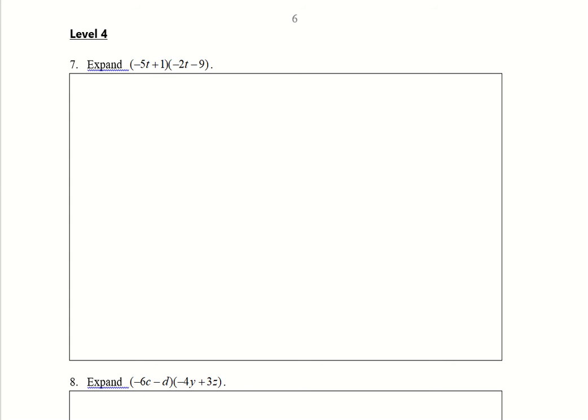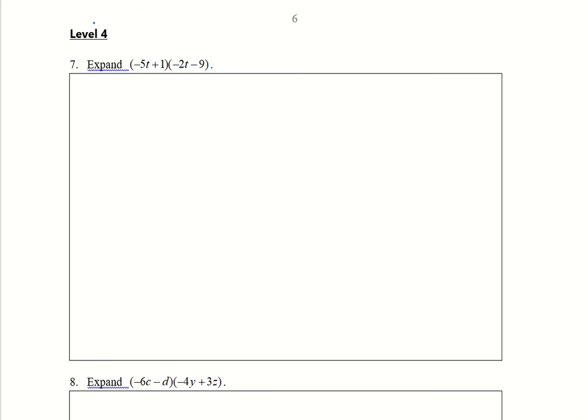Alright, so in this level 4, it's slightly similar to level 3 where there's no multiplication frame, so you have to draw your own multiplication frame. Level 4 will be the more complicated questions that can be given to you for expansion of algebraic products, or the products of algebraic expressions.